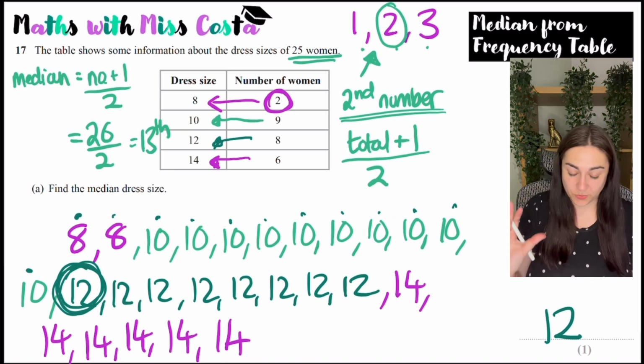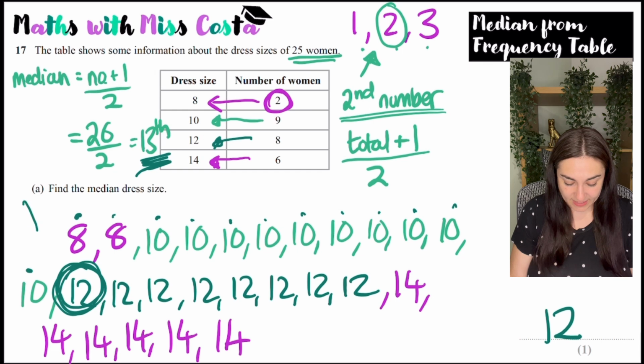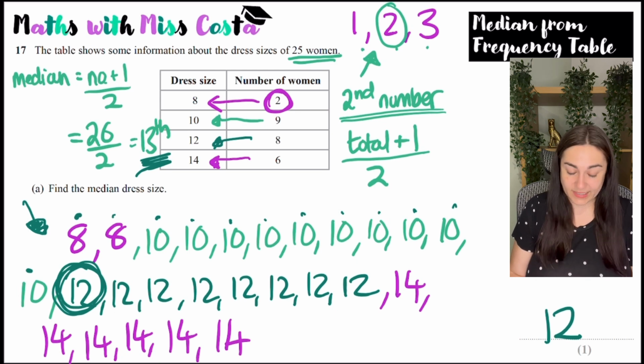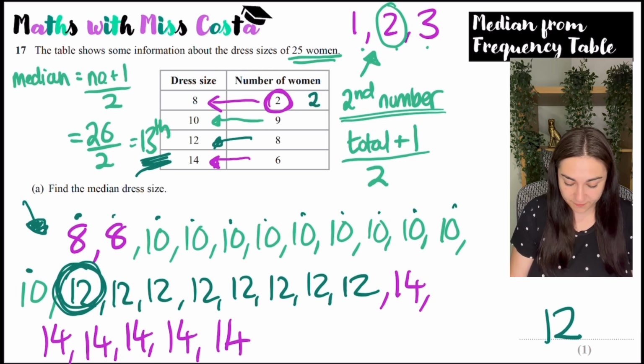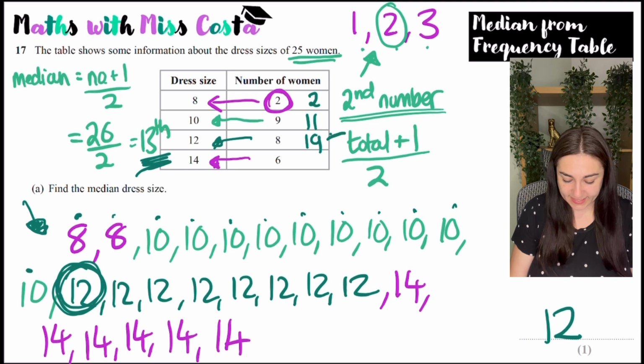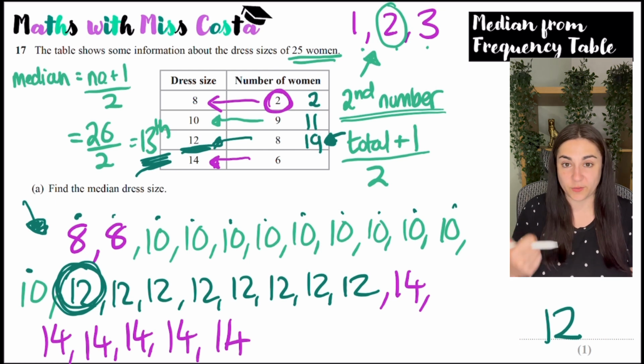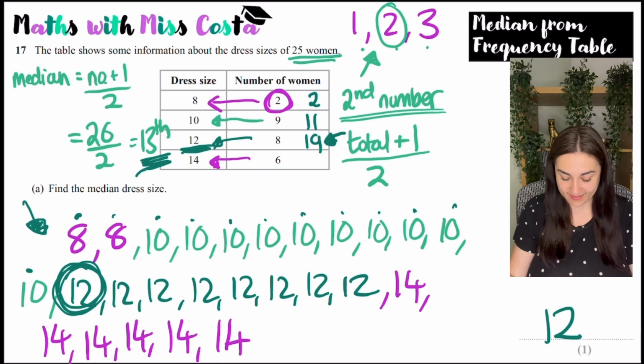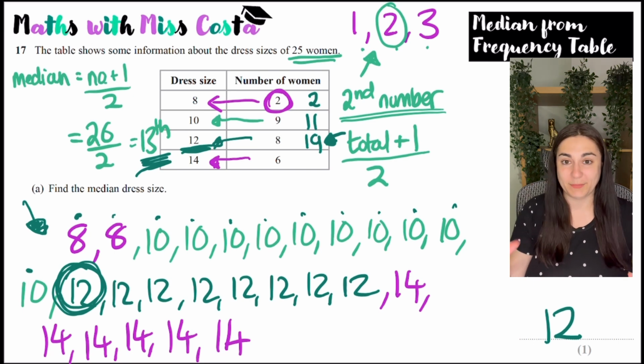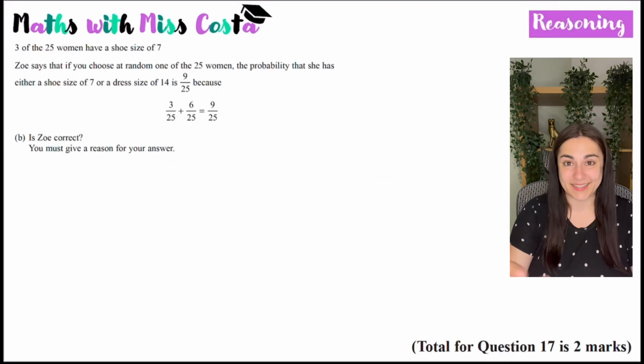Now the other shortcut way you could do is, if I know it's a 13th value, instead of writing all of these numbers out, but obviously do that if you've totally forgotten how to do it, then I know that I need to find out where the 13th value is. So the first 2 values are here. 2 plus 9 is 11. So the first 11 values are here. 11 plus 8 is 19. So I know that the 13th value must be in this dress size, because I know the 12th, 13th, 14th, 15th, 16th, 17th, 18th, and 19th. But you choose whichever way works best for you, but this is how we do the median.